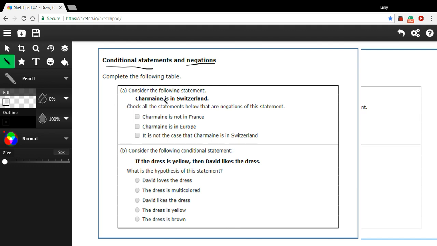A says, consider the following statement. Charmaine is in Switzerland. Okay, simple enough. Check the statements below that are negations of this statement. So a negation means just saying the not of your statement. So if I were going to negate this without looking at the choices, I would just say Charmaine is not in Switzerland.